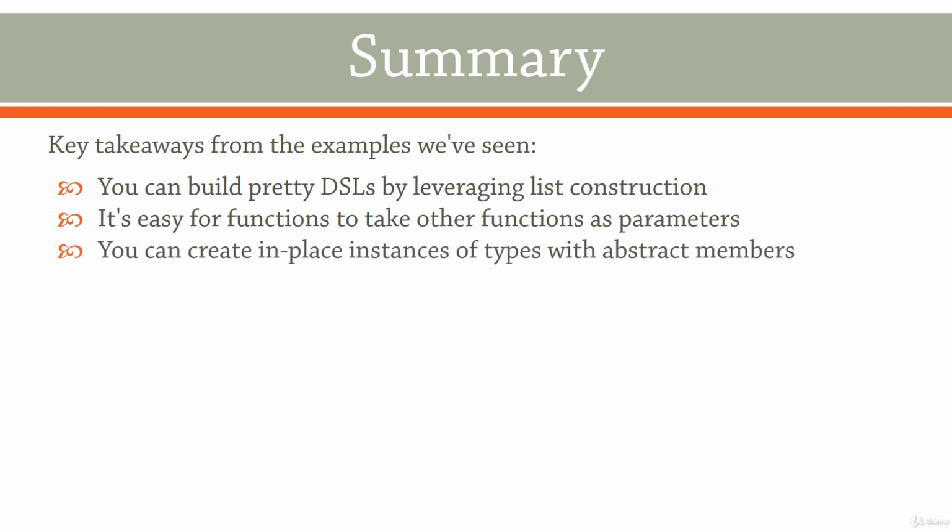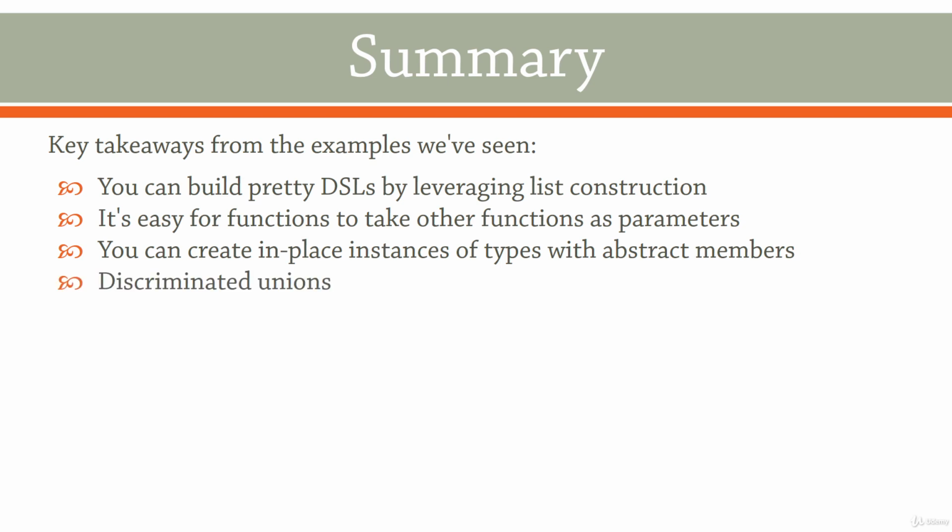We also looked at a somewhat quirky approach to creating in-place instances of types with abstract members. So you've got a type with an abstract member, which presumably in the C# world makes the type abstract. But in F# you can make an instance of such a type with the abstract members implemented one way or another. This is something that's not available in C#, and of course it does have its own cost, but it does give you additional flexibility, and we've seen how to leverage that.